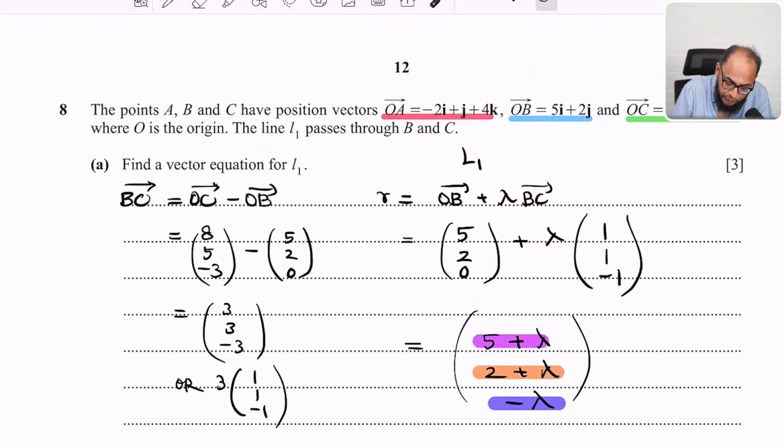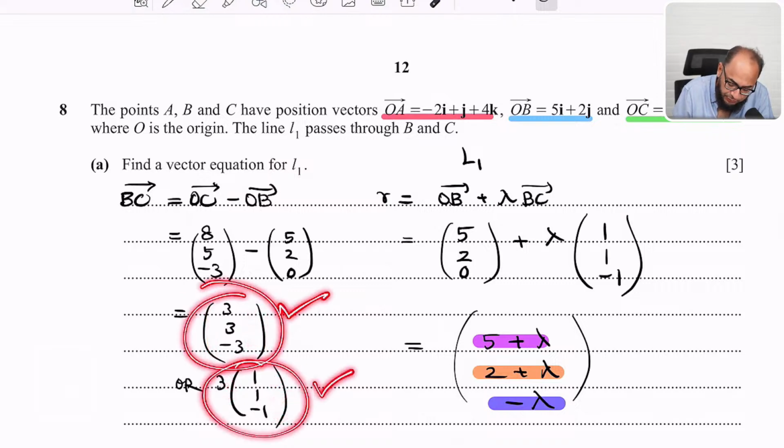So now find the equation for line L1. So first of all, it passes through B and C. So either find BC or find CB, doesn't make a difference. So I have found BC, OC minus OB, O-level maths. I get this thing. Since this 3 was common in all, let me take this common out and I get 1, 1 minus 1. Doesn't make a difference whether you use this, doesn't make a difference if you simply use this.